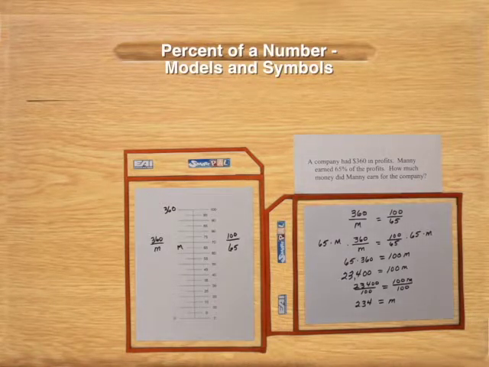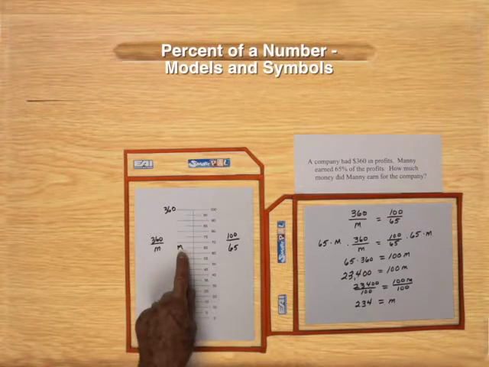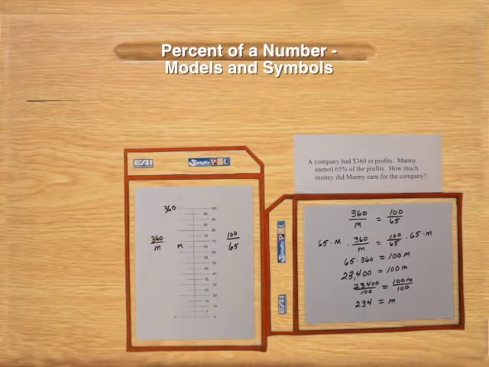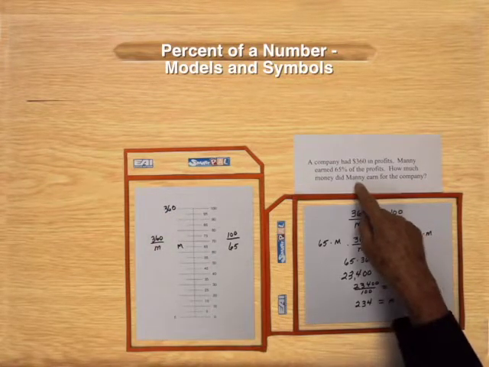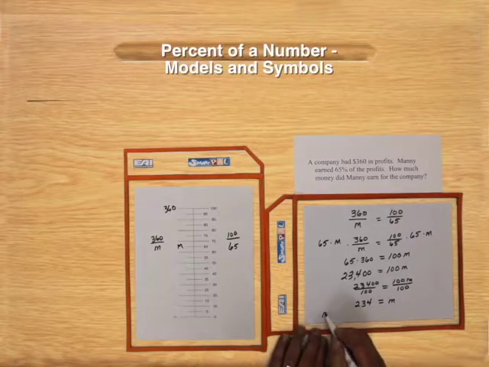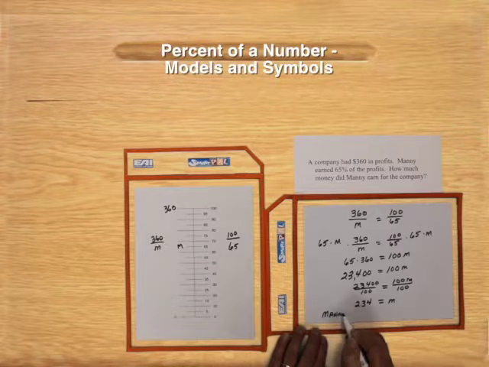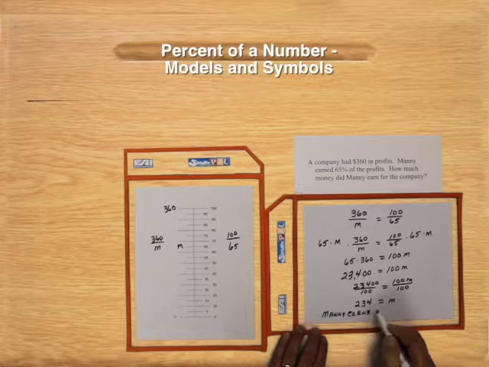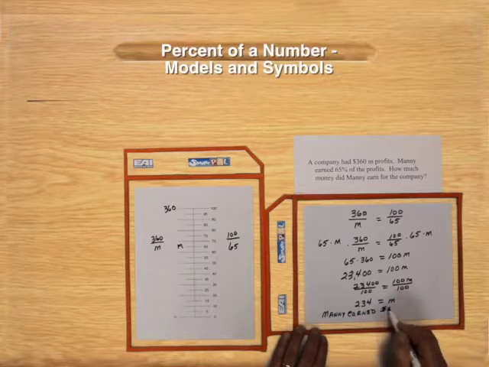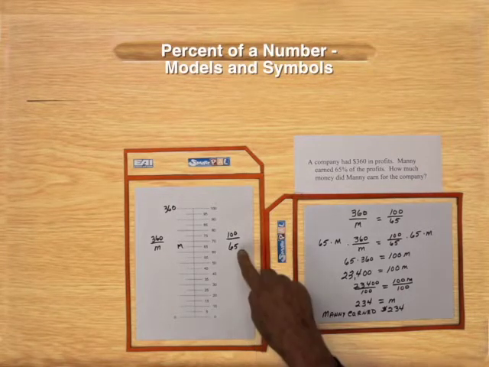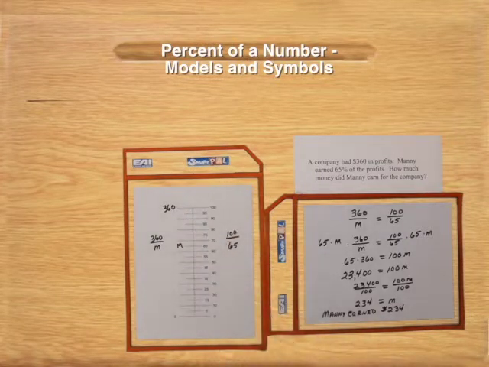Now, what was M representing? M was representing the amount that 65% was of 360. In other words, the amount that Manny earned for the company. So in this case, then, we can say that Manny earned $234 for the company. And what we did in doing this was we found 65% of 360.